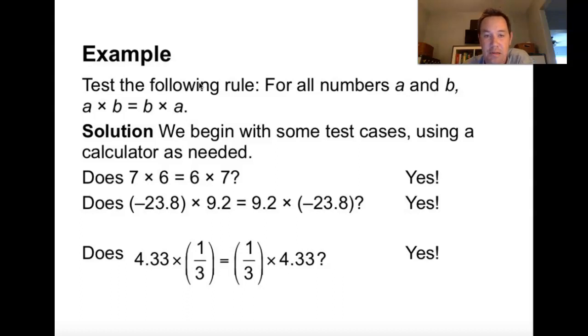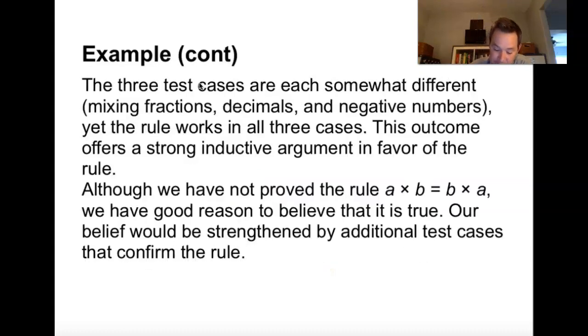So here's an example that might have led somebody to discover the commutative property, which is: for all numbers A and B, A times B equals B times A. And so you could test some cases that have different characteristics in the numbers. Like the first case, these are just whole numbers. 7 times 6 equals 6 times 7. Well, it does. In the second case, we're using both negative and positive, and we're also using decimals. And it works out. And then you might use fractions, and it works out. So now you maybe have some evidence to start looking for a deductive proof.